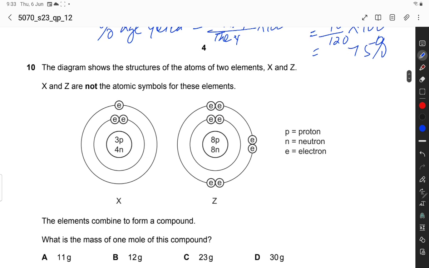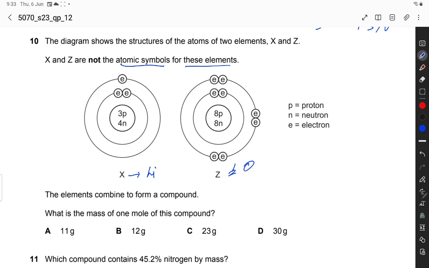Question number 10. The diagram shows the structure of the atoms of two elements X and Z. The X and Z are not the atomic symbols of these elements. So X has one electron in its valence shell, so it means it is in group 1. This is like lithium, and Z has 2 occupied shells and the valence shell has 6 electrons. So this is like oxygen.